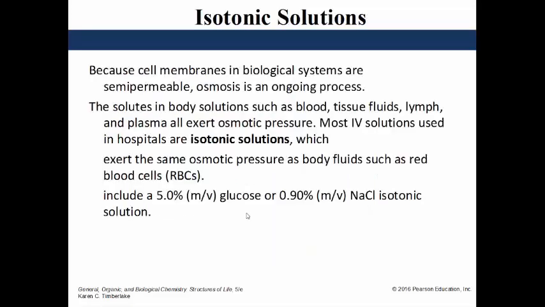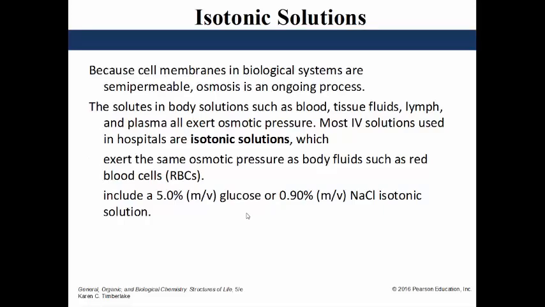Alright, next we'll talk about solutions that are either isotonic or hypotonic or hypertonic. And those concepts are very important when it comes to biochemistry in particular. Because cell membranes in biological systems, like human cells, are semi-permeable, osmosis is an ongoing process. It doesn't just happen once and it's over. It's constantly going on. You have water moving into a cell and also water moving out of a cell.